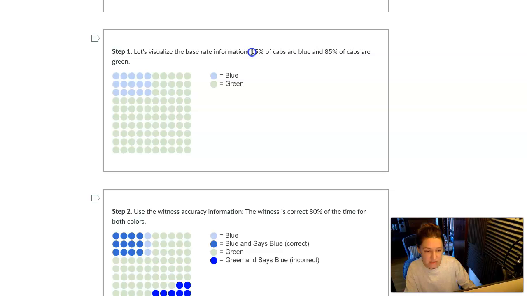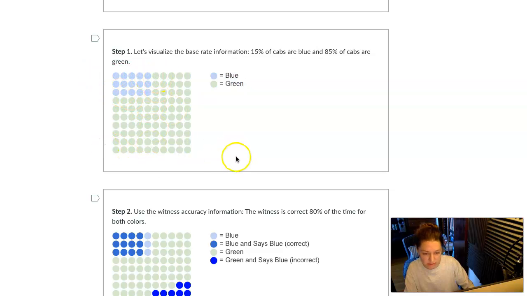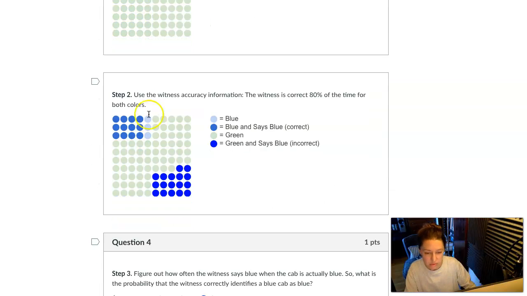So we can visualize this question. Step 1. Let's visualize 15% of the cabs being blue and 85% being green. So here's 100 dots, 85 are green, 15 are blue. Blue cabs, green cabs. And this is the color the cabs actually are. Now we're going to add the witness accuracy information. We know the witness is correct 80% of the time for both colors. So dark blue means witness says it's blue, not it's actually blue. And light blue means it's actually blue. So of these 15 actually blue cases, the witness says it's blue in what's 80% of 15? Just count these dots, 12. So 12 times when it's actually blue, witness says it's blue.